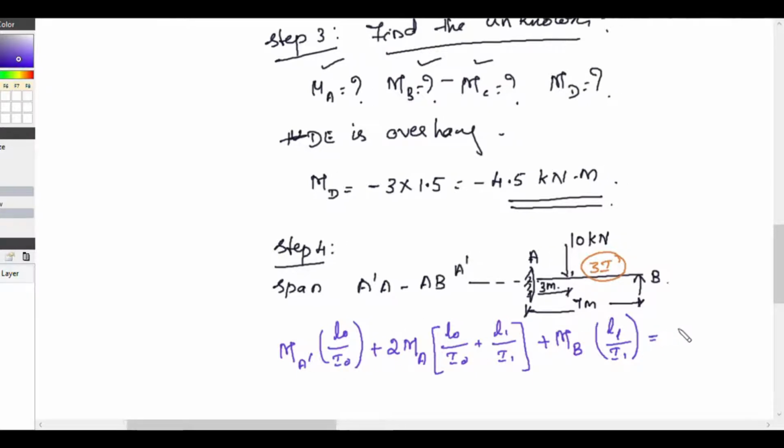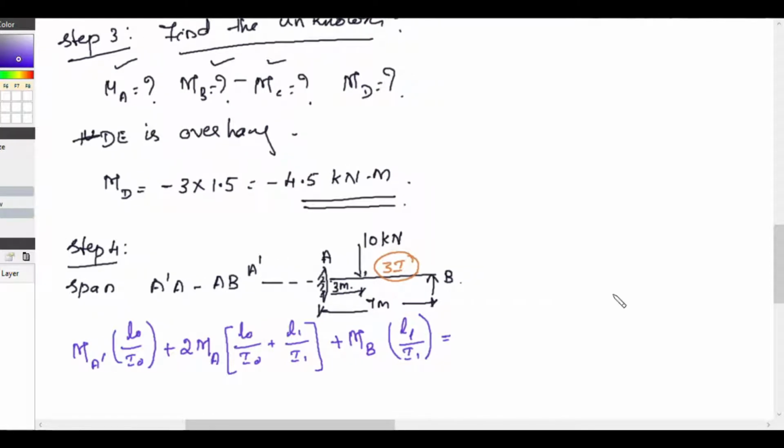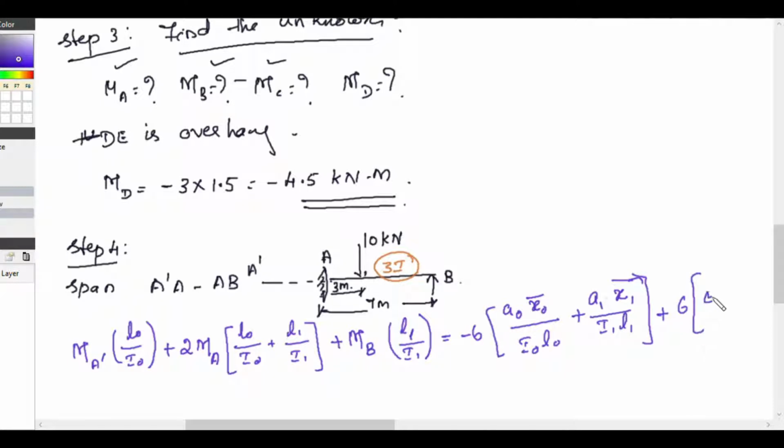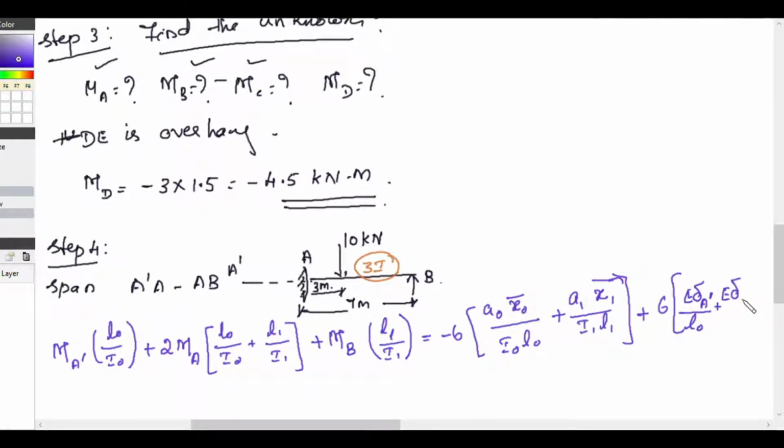This is equal to minus 6 into A naught x naught bar, because it is an imaginary span, by I naught L naught, plus A1 x1 bar by I1 L1, plus 6 into E delta A dash, that is the first support, divided by L naught, plus E delta, the third support is B, divided by the second span L1.